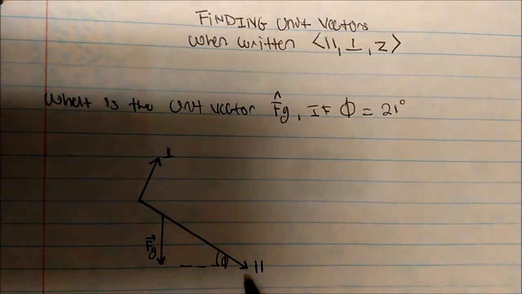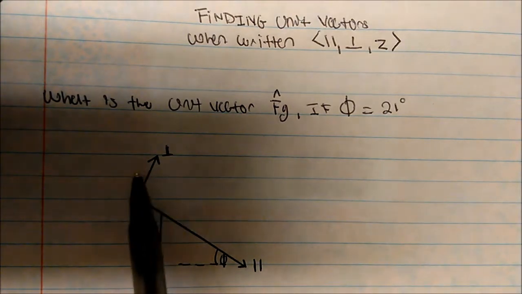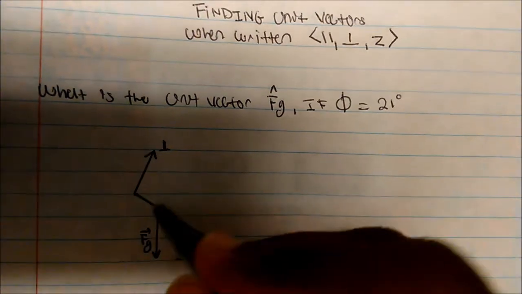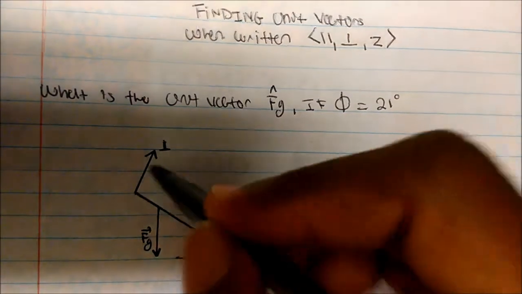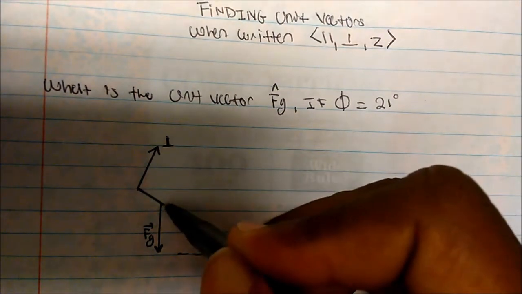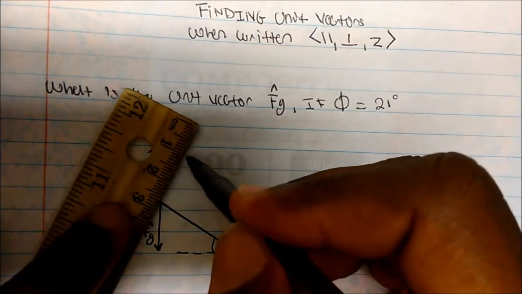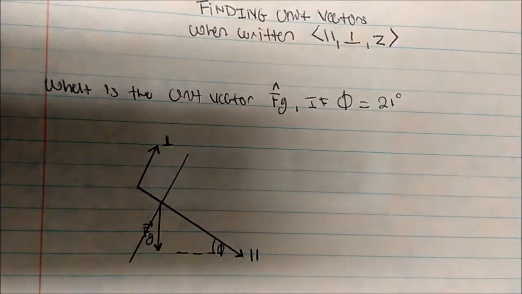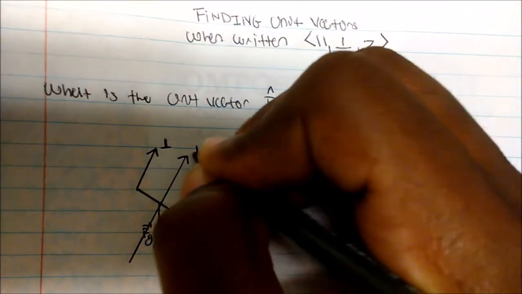Okay, and we know that phi is 21 degrees. So how do you find the unit vector, the perpendicular component and parallel component? Well, I always follow these two steps. So the first thing I do is right at the point of the tail of the vector, I draw a perpendicular line. So here's my perpendicular line, but I'm going to draw another one right there at the tail of the vector. So if I take out my ruler, and I draw a perpendicular line right at the tail, then I have something that looks like this. So there's my perpendicular line.